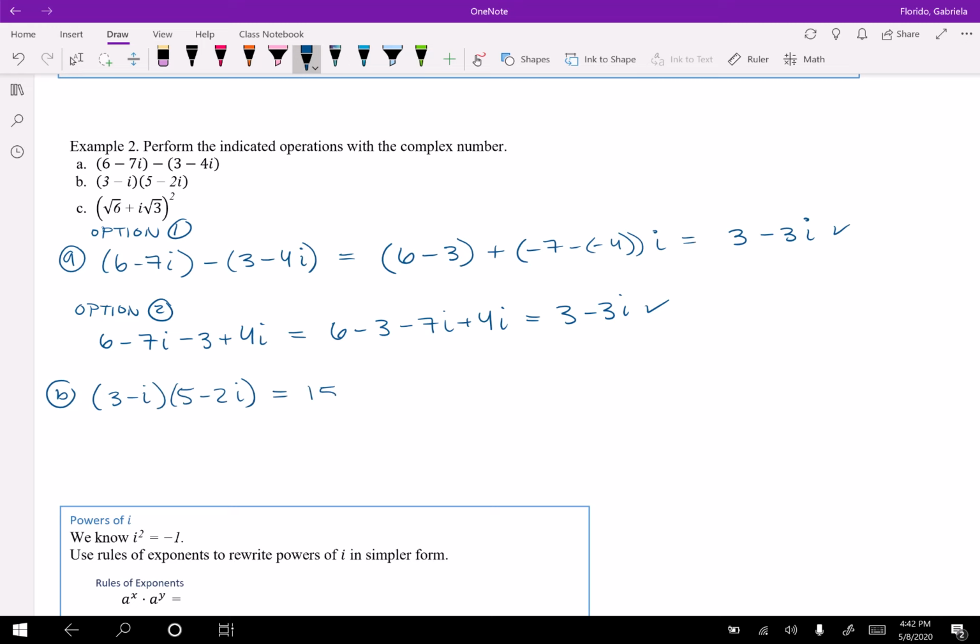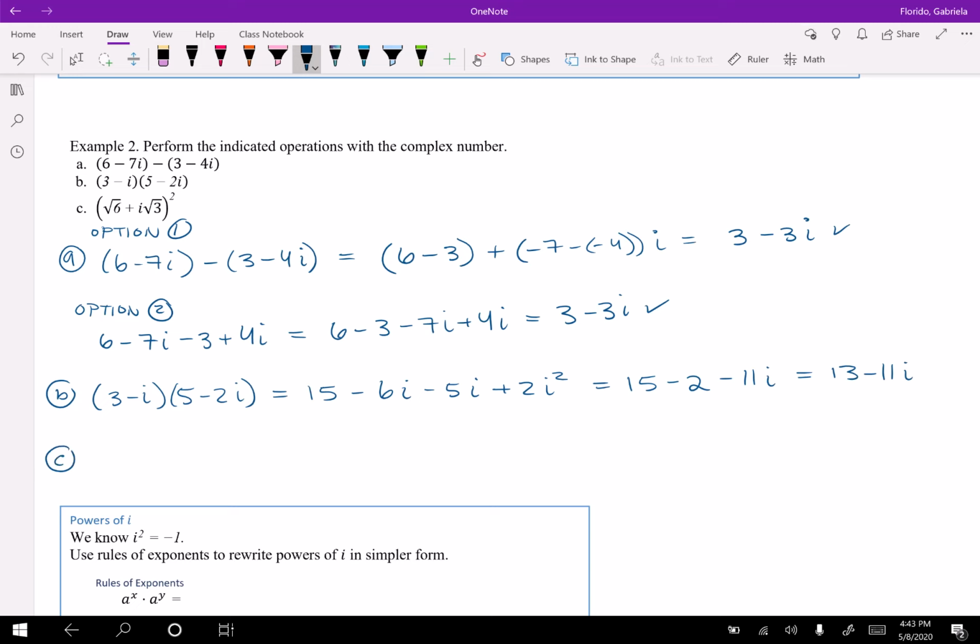So we have 15 minus 6i minus 5i plus 2i squared. And again, i squared is equal to -1. So let me just write that out. So this is equal to 15 minus 2, and then -6i, -5i gives us -11i. So the final answer here is 13 minus 11i. Okay, so when we multiply these two complex numbers together, we get 13 minus 11i.